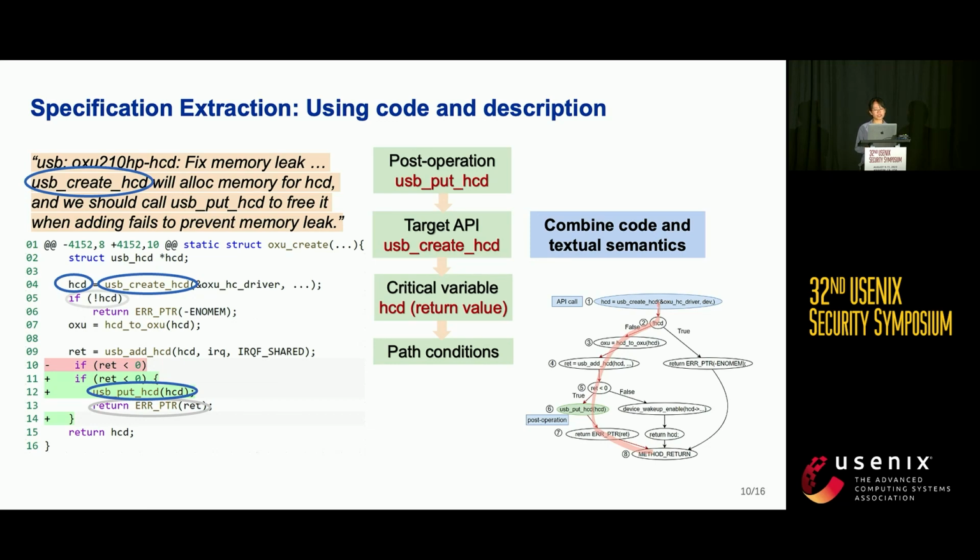After this, APHP identifies the critical variable, as the variable name can change in different contexts. For generalization, we use its relative position to the target API to represent it, like the return value, the first argument, and so on. In this case, the critical variable is the HCD, which is also the return value. Then APHP collects the path condition along the corresponding path. This step follows the method from the previous one, and we omit the details here. Finally, APHP obtains an APH specification and then uses it to detect new bugs.